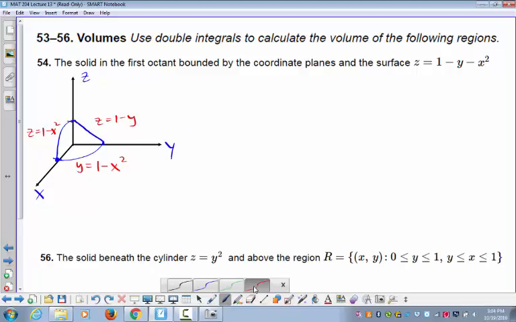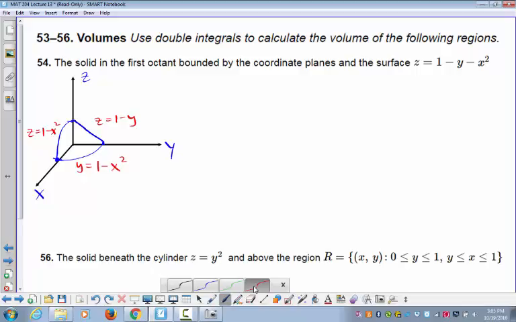We're trying to find volume, so we need to figure out what the upper surface is. Just like with curves, where you had an upper curve and a lower curve, now the lower surface is the xy plane. We need the upper surface to figure out the volume between the xy plane and that surface. Any idea which one is the upper surface?